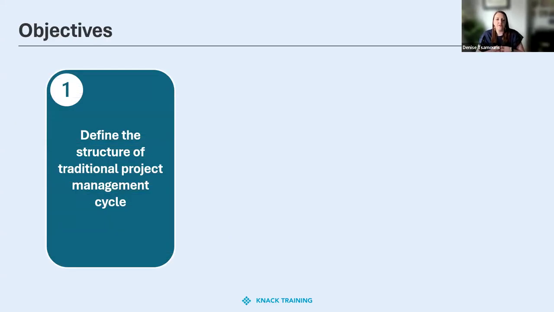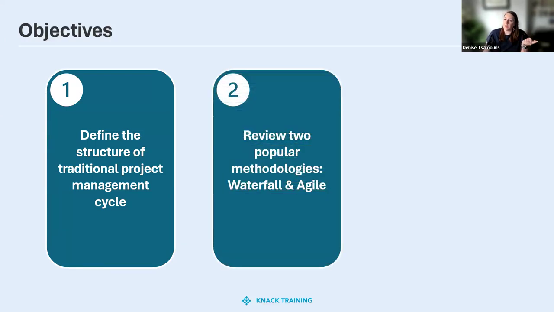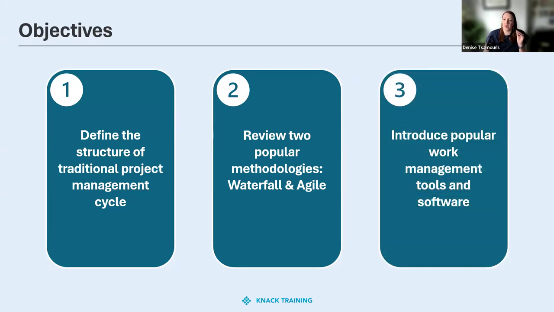All right, so first we want to define the structure of the traditional project management cycle. Like I said, it goes for all projects across the world. They follow the same five phases to be a successful project. Then we're going to review two very popular methodologies that are utilized in project management, which are waterfall and agile. And lastly, we're going to end the hour just talking about some popular work management tools and software, really with a basis on looking at Microsoft applications that you may already utilize and some other areas on the internet that are great for task management and all of the great things that go with project management.